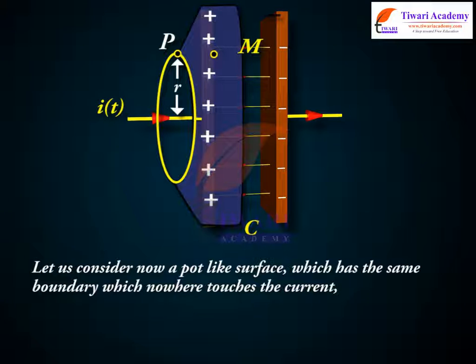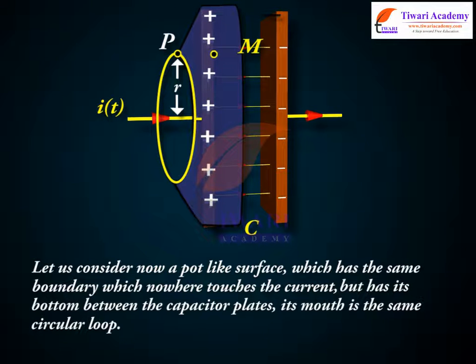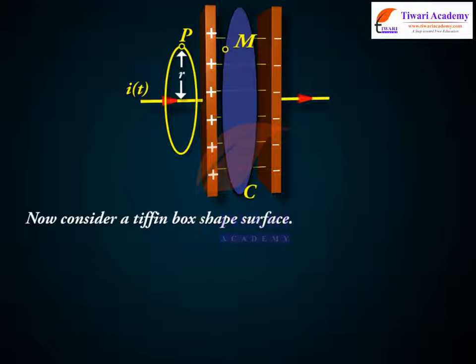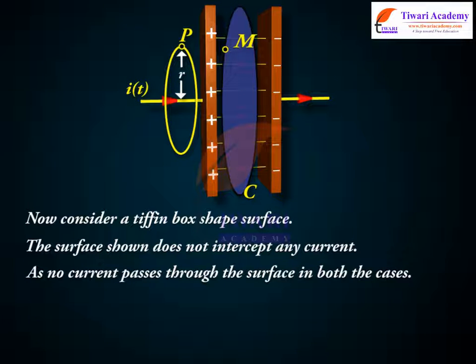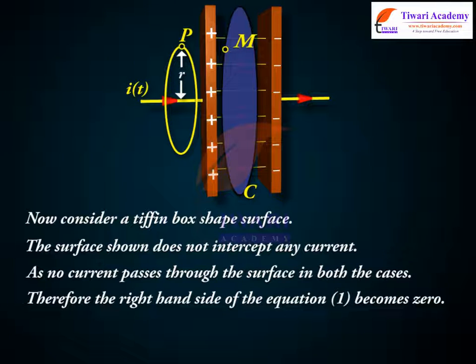Let us consider now a pot-like surface which has the same boundary, which nowhere touches the current but has its bottom between the capacitor plates. Its mouth is the same circular loop. Now consider a tiffin box shaped surface. The surface shown does not intercept any current, as no current passes through the surface in both the cases. Therefore, the right-hand side of the equation 1 becomes 0. We thus see a contradiction.